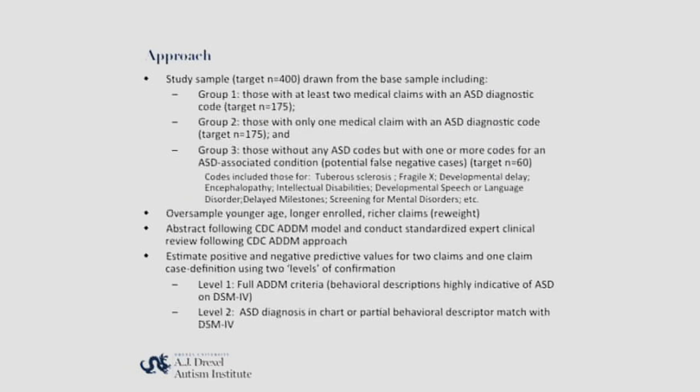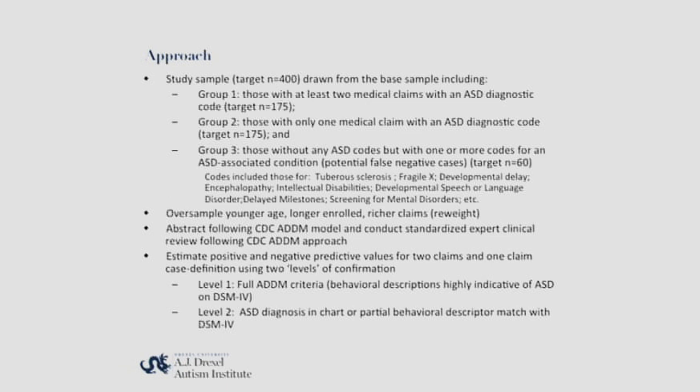So what we did is we drew a sample of 400 kids from this base cohort. That was our target. We wanted to do this validation on 400 kids. We wanted to look at two different alternative classifications, one where the kids would need to have at least two claims with an ASD diagnosis, and another where one would suffice. So if they had one claim with an ASD diagnosis, they would be considered a claims-based autism case. The first group, they had to have two.